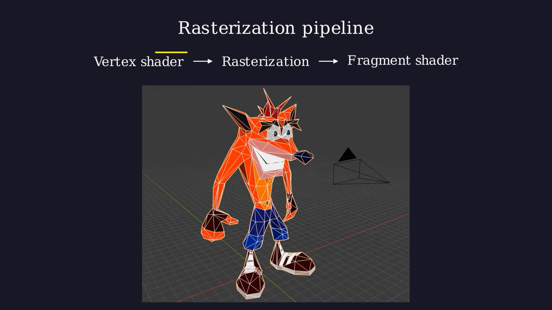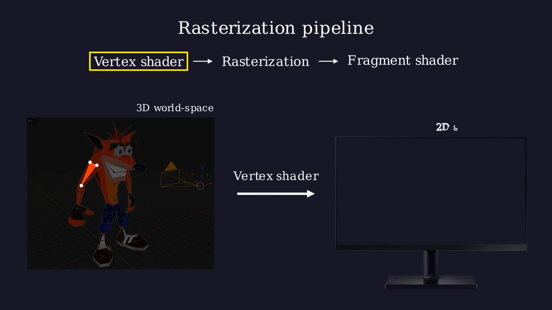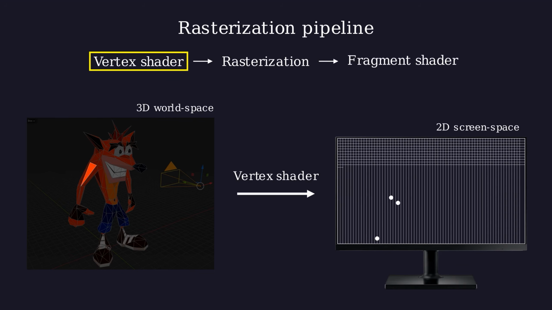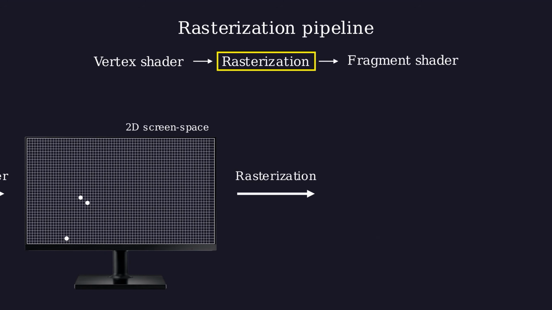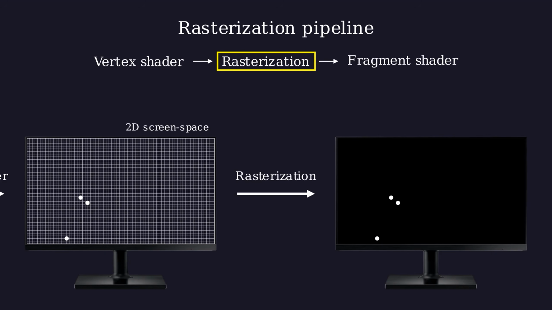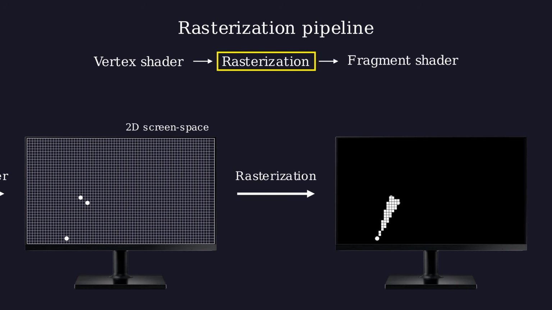In the first place, a vertex shader will transform the vertices of each triangle from 3D world space coordinates into their 2D screen space projections using the current camera position and orientation. The actual rasterization stage happens after this step and takes these screen space vertices in order to calculate which pixels of the screen, also called fragments, are actually part of the current triangle.